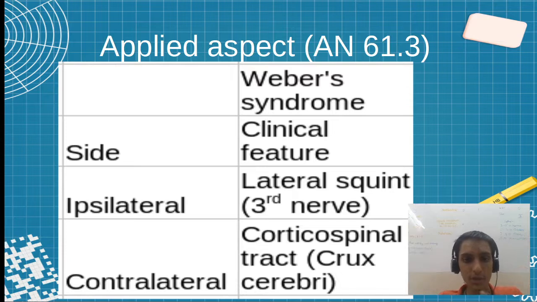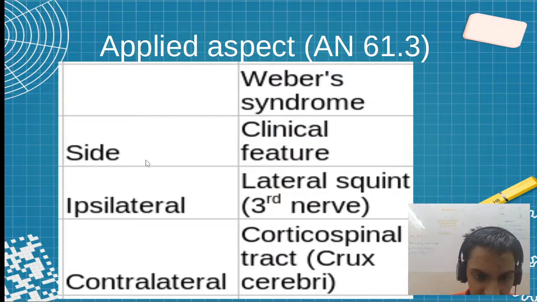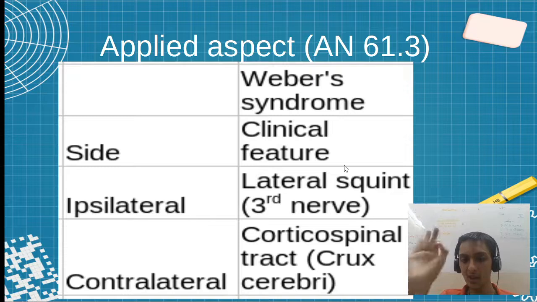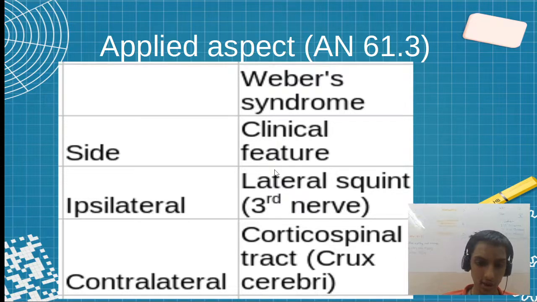Now a table to show the clinical features and the side. So we have ipsilateral and contralateral. Ipsilateral, there is a squint. Please remember, generally squint will be lateral squint only, involving third nerve. Okay. Contralateral means opposite side, where that is corticospinal tract. Remember CCST, easy way. Due to the crus cerebri, there is an involvement of the corticospinal tract.